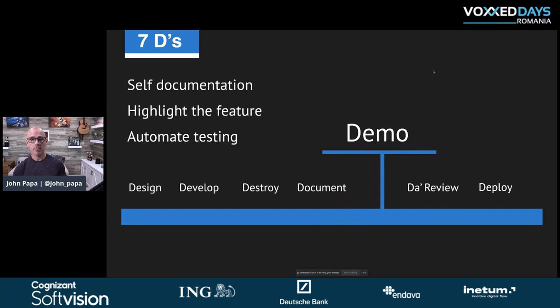Then demo. Self-documentation. You're going to create these anyway in some way, shape, or form. They don't have to be pretty. They don't have to be styled. They don't have to be beautiful. They just need to work. The demo's point is to show how that thing works. How does this one piece of code that you have work?